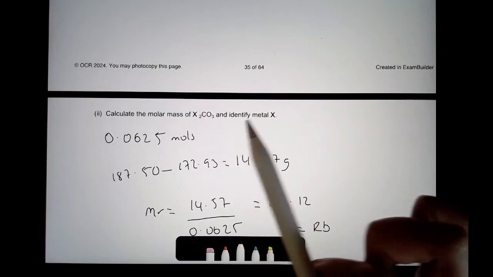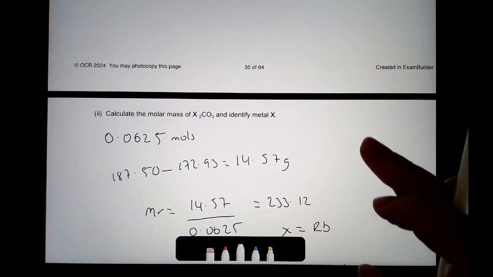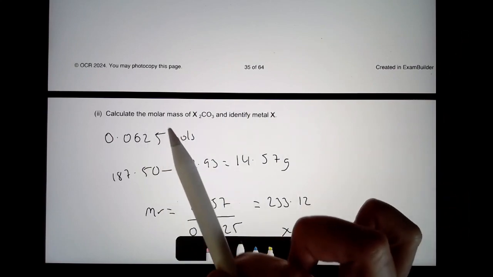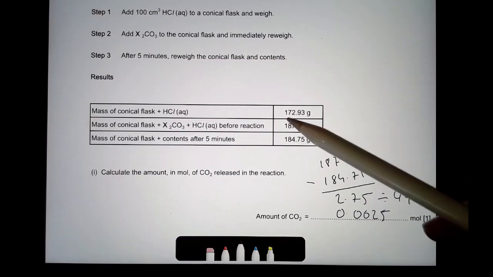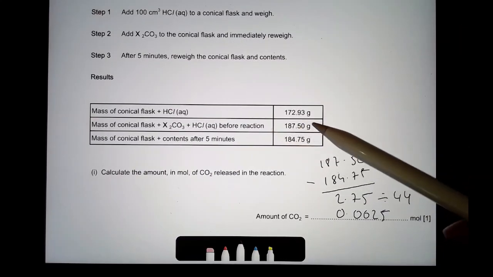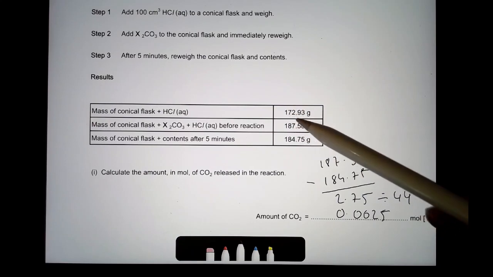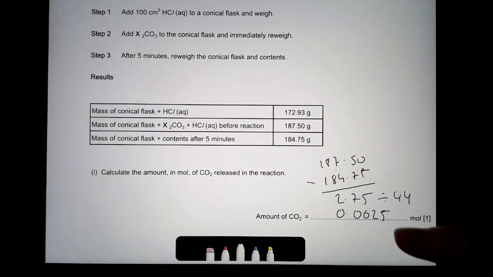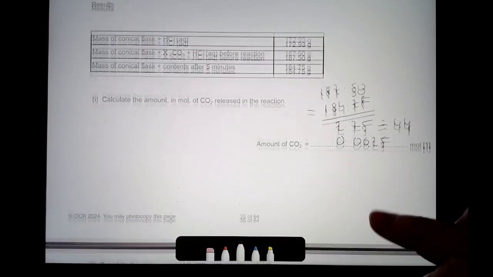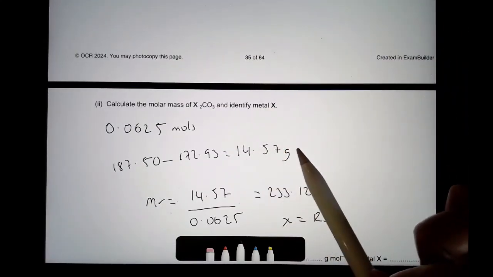You're then asked to calculate the molar mass of X2CO3, so that's the Mr of X2CO3. To work out the Mr, you need moles and you need grams. If we come back up here, we'll be able to work out grams. This is the mass of the conical flask, the acid, and the X2CO3. This is just the conical flask and the acid. If I subtract this top number from this middle number, I can work out the mass of X2CO3. So there's my mass, 14.57 grams.